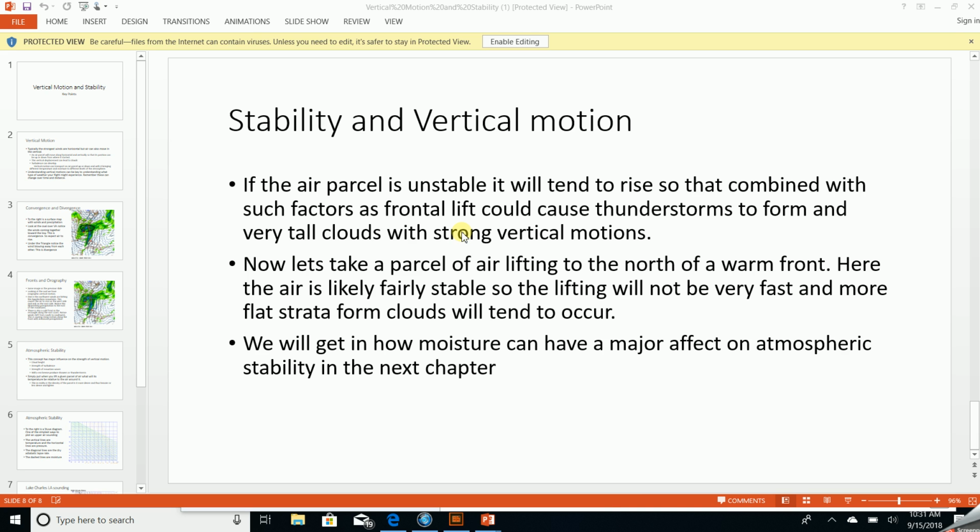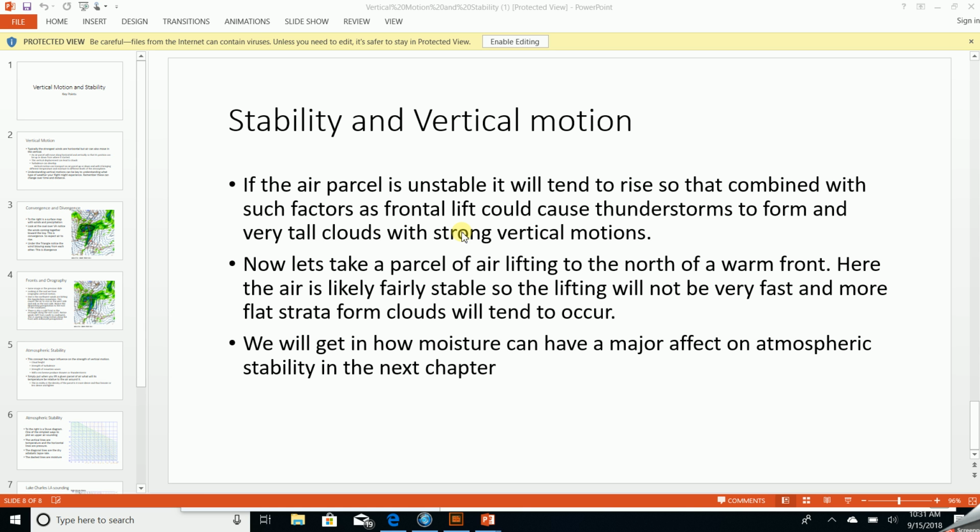Vertical motion. An air parcel, any parcel of air, moves in three dimensions, horizontally and vertically. So that vertical component of the air has big influences on you as a pilot, on the weather that occurs. So we've got to understand that vertical motion part in order to understand how your flight's going to go, what kind of weather you might have. So we'll talk a little bit about that.